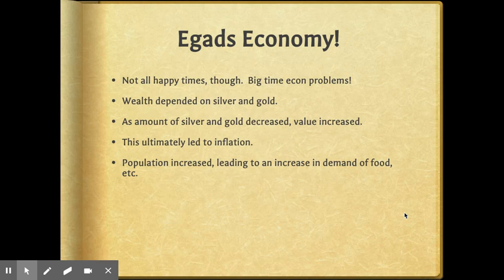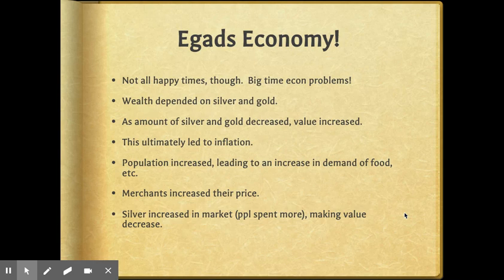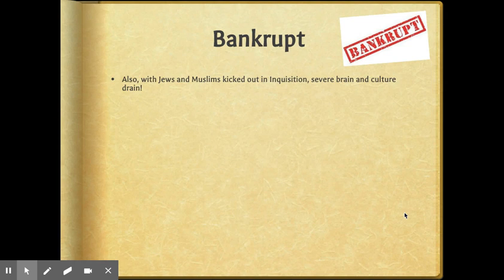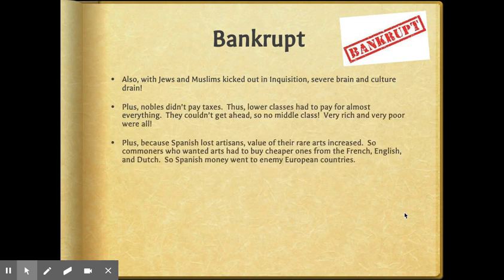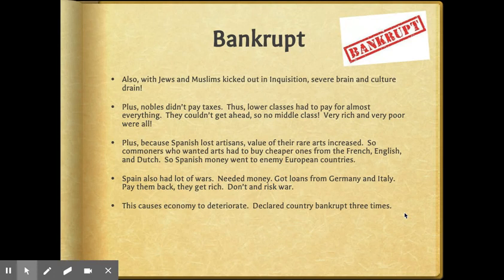It also didn't help that the population continued to increase, which led to increased demand in products like food and clothes. And all that happened was the merchants saw this as an opportunity to get rich, increase their prices, making it so that people couldn't afford basic essentials. And so their economy was so bad that Philip is actually going to declare bankruptcy 3 different times throughout his rule. And this just kind of walks through all that happens.